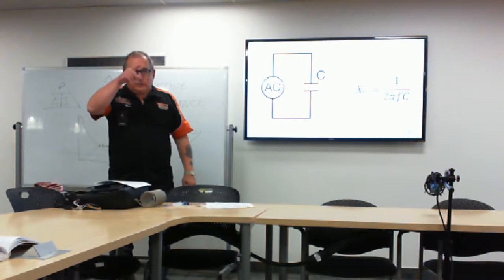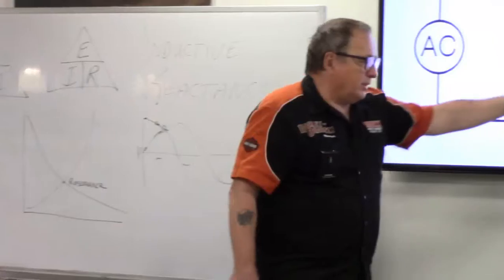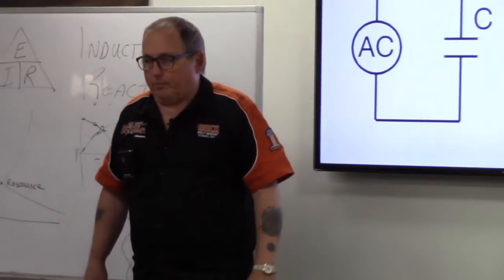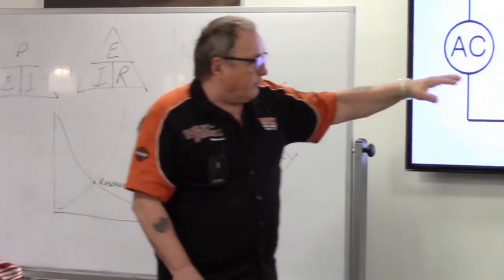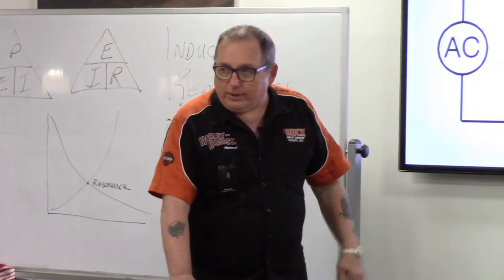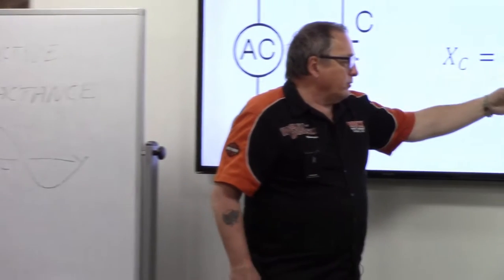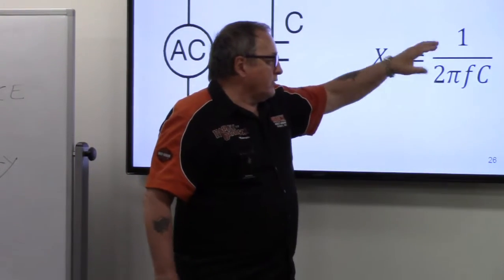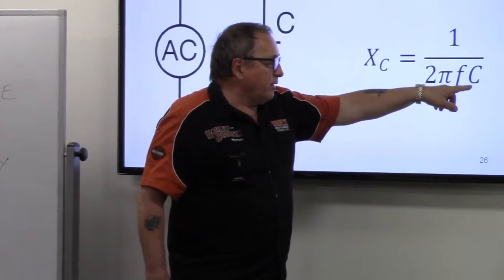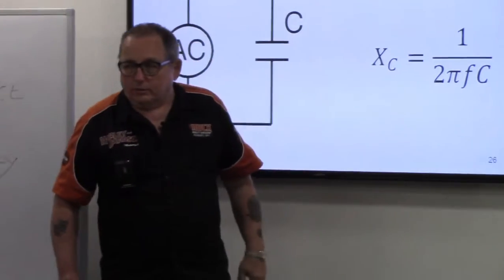XC. X is reactance, C is capacitive. You can see the relationship is an inverse relationship. Whatever happens on the bottom makes the number smaller or bigger, depending on which way you go. If you increase this value or this value, this number gets smaller. If you decrease this value or this value, that number gets larger.